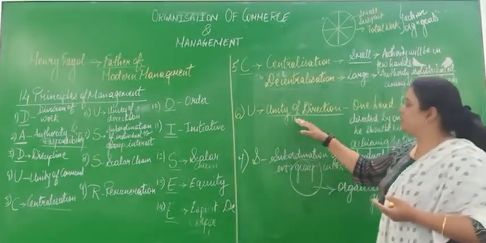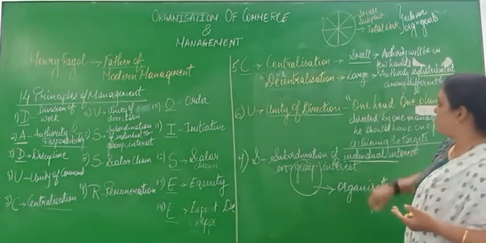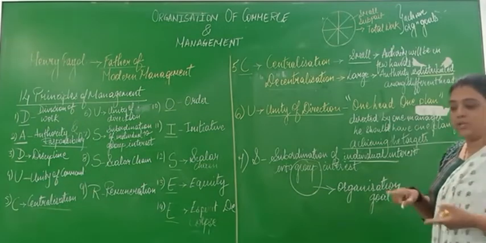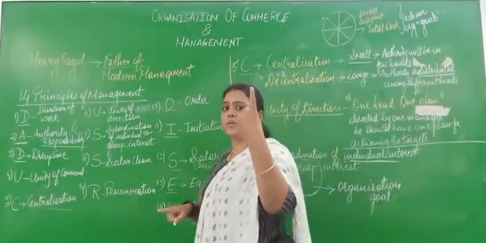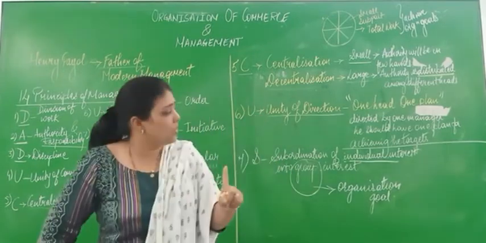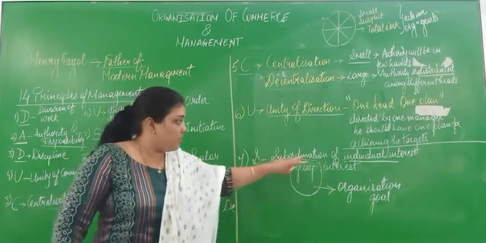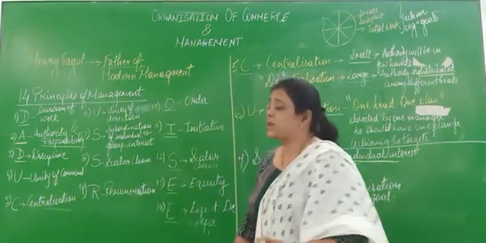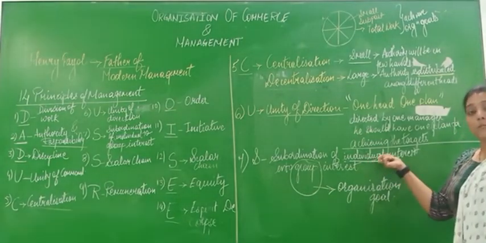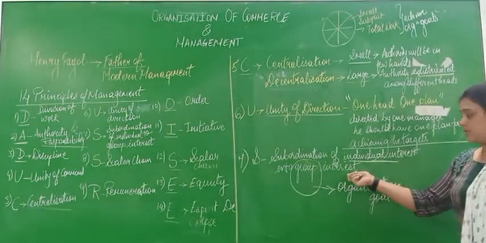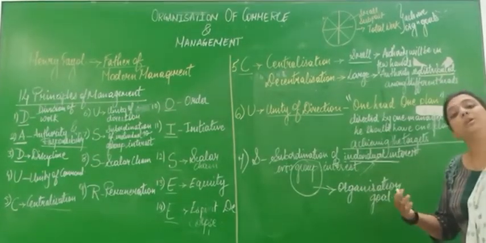Unity of direction means one head, one plan. Yaad rakho, one head, one plan. That is, everybody should have only one boss and the boss should follow only one plan, that is, achieving the organization goals. Again, S stands for subordination of individual interest to group interest. Group interest means nobody should work for their own individual interest. When the organization goal will be achieved, automatically individual goals will also be achieved.